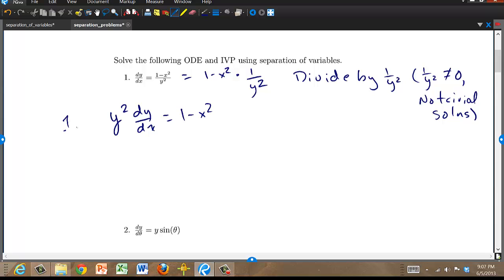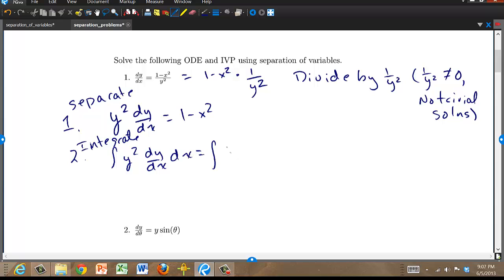Now we'll integrate both sides. Step 1 was called the separation stage. Step 2 is integrate. And what do we have? We'll have the integral of y squared dy/dx dx should be the integral of 1 minus x squared dx. And fortunately, we can do both integrals. The integral on the left will be y cubed over 3. And on the right, we'll get what? We'll have x minus x cubed over 3 plus a constant.